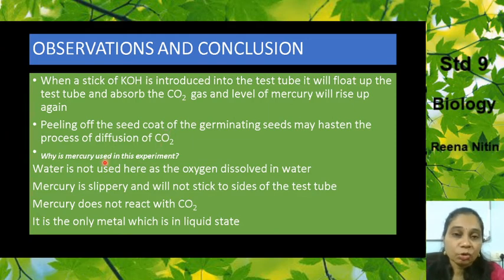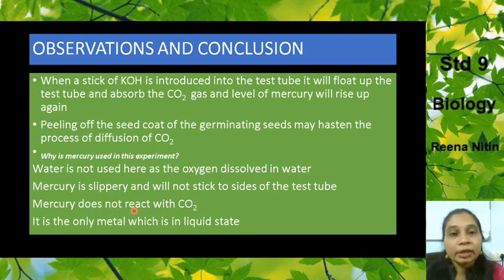Next question that could be asked regarding this experiment is, why is mercury used in this experiment? Why is water not used? For the simple reason that water contains dissolved oxygen, which may hamper the experimental results. Also, mercury is preferred because it is a slippery metal which will not stick to the sides of the test tube also. So it will give a good result.